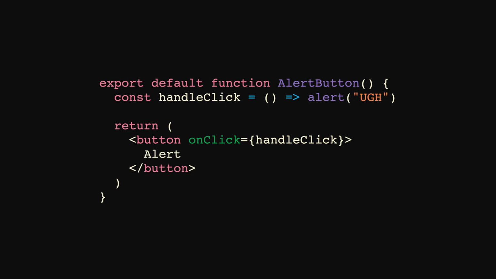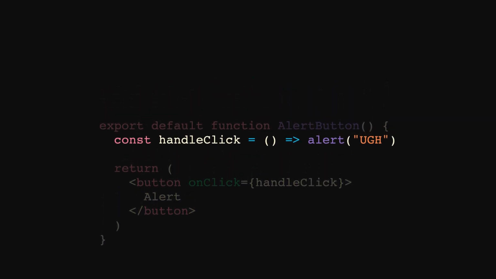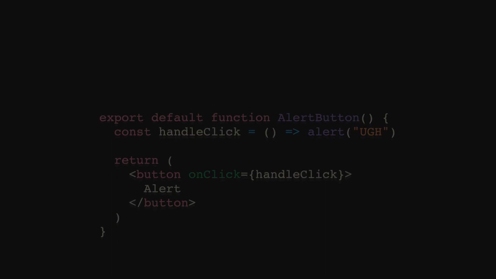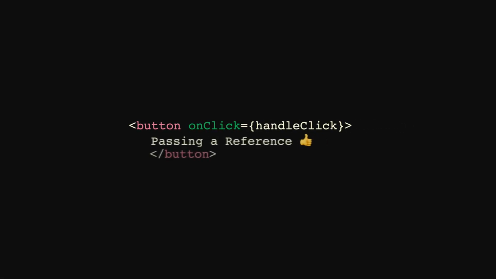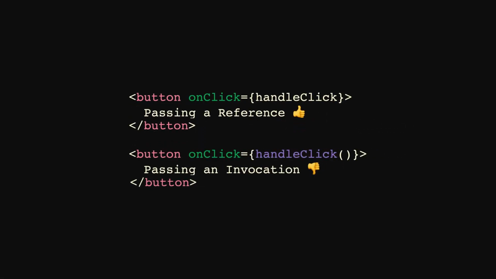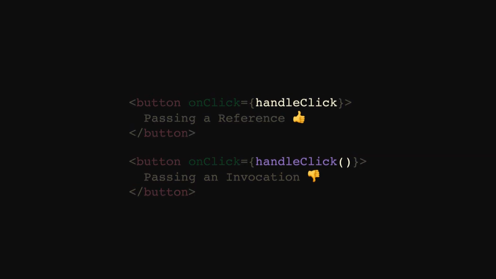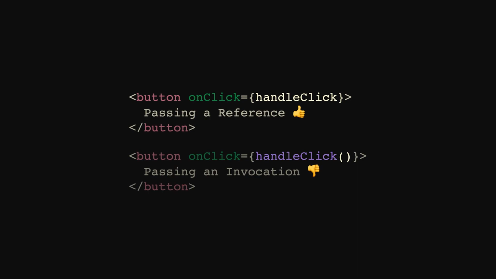Basic, yes, but this example demonstrates some important concepts and patterns that are consistent regardless of the complexity of the event you're listening for. First, it's a good idea to encapsulate the event handler into its own function, and it's common practice to name the function handle plus the name of the event, in our case, handleClick. Next, you'll notice that we're passing our event handler as a reference to onClick, not as an invocation. Note the difference between these two onClick props. For the record, this is true for passing any function as a prop and not just event handlers. Always pass your functions as references, not invocations.